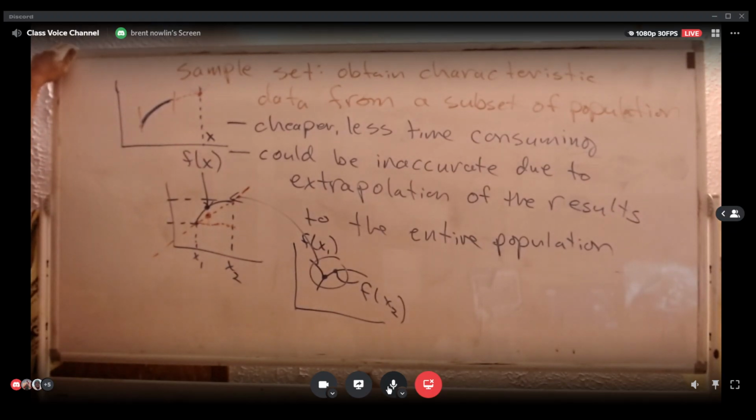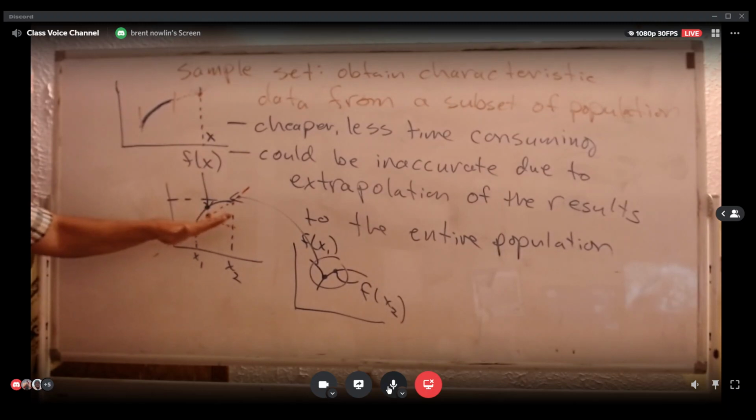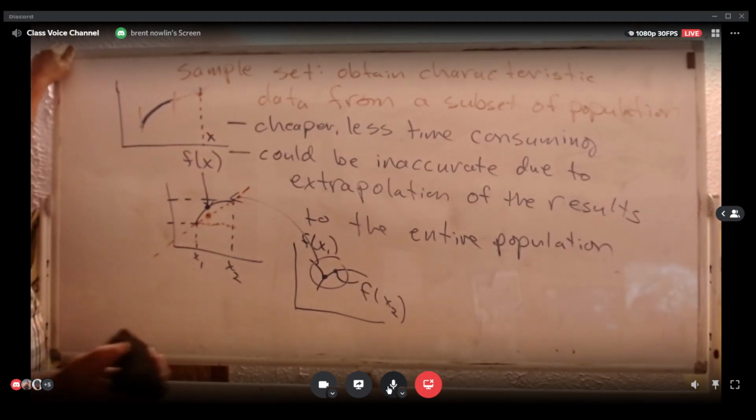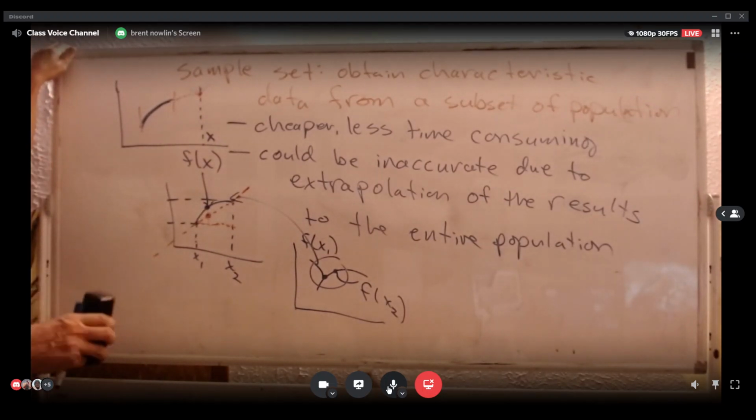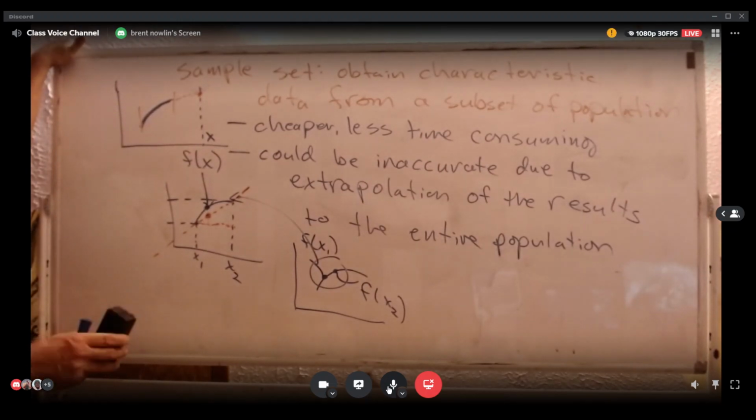Okay, so the problem with a sample set is that we are extrapolating data which is not as accurate as interpolating, but we don't have a choice because we're not gathering data from every single member of the population. Okay, and as we discussed on Thursday, when we do that, we can certainly end up with conclusions, we can draw conclusions that are not completely accurate. So, okay. Any questions on it?